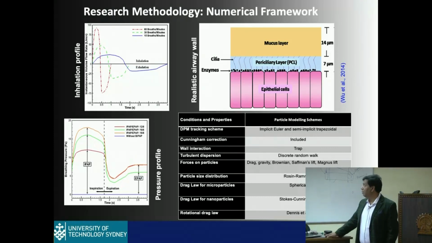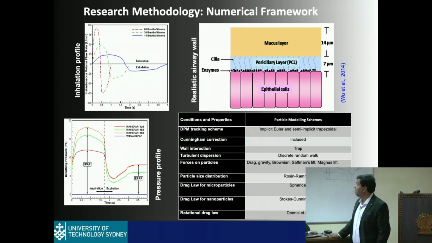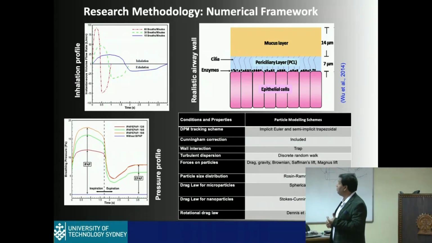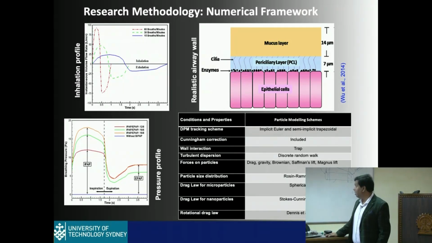Okay, but you can also do this. So you can see I use 3 different boundary conditions. One is called the 60 breaths per minute. So that means when you are running, okay, you breathe very fast. And then resting is 30 breaths per minute, and then 15 breaths per minute when you are sleeping. So 3 different breathing patterns we use.